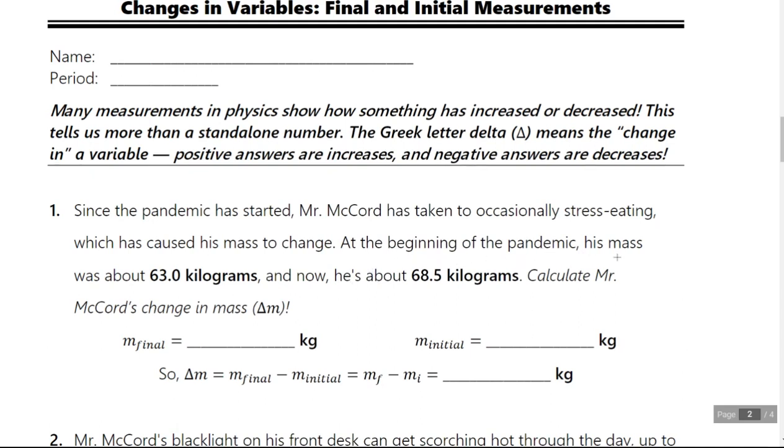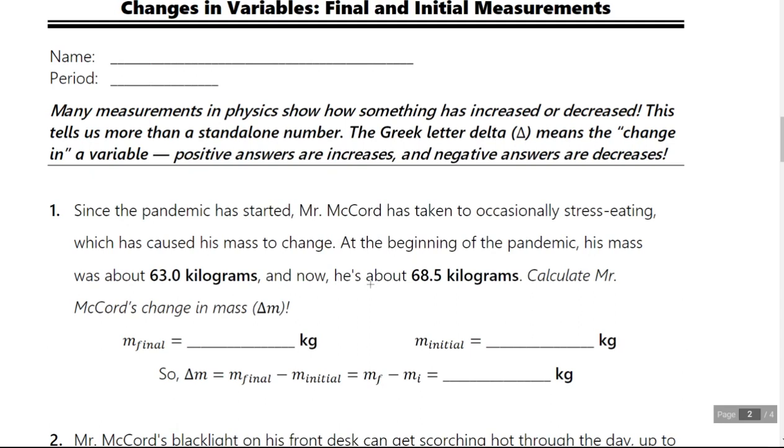At the beginning of the pandemic, my mass was about 63.0 kilograms. Now I'm at about 68.5 kilograms. So we're going to calculate my change in mass. Delta M just means the change in mass. Out of these two bits of data, one of them is going to be the more recent, the final measurement. And one of them is going to be the initial measurement. It's what we took originally and where we're comparing to now.